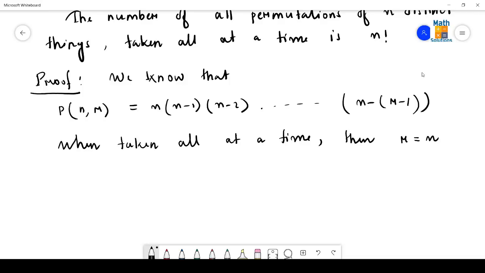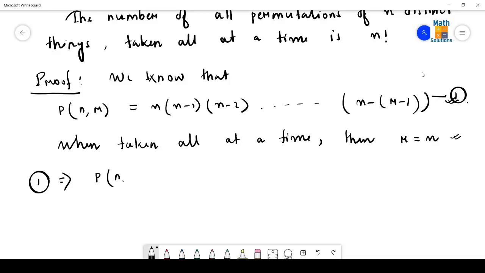Because the permutation of n distinct things taken r at a time is this one. But the permutation of n distinct things when taken all at a time, that will imply what? r is equal to n. Means all the distinct numbers, all the distinct things I need to consider there. So in this case, say this is expression 1. So 1 will imply as what?